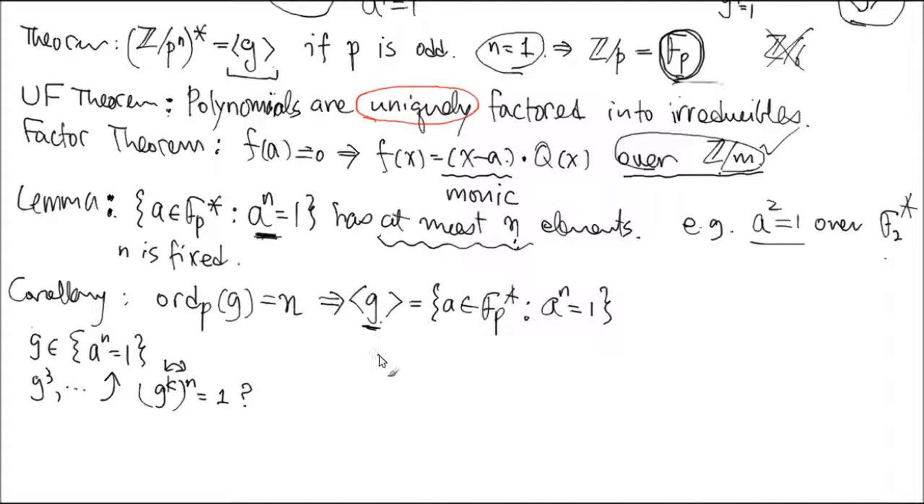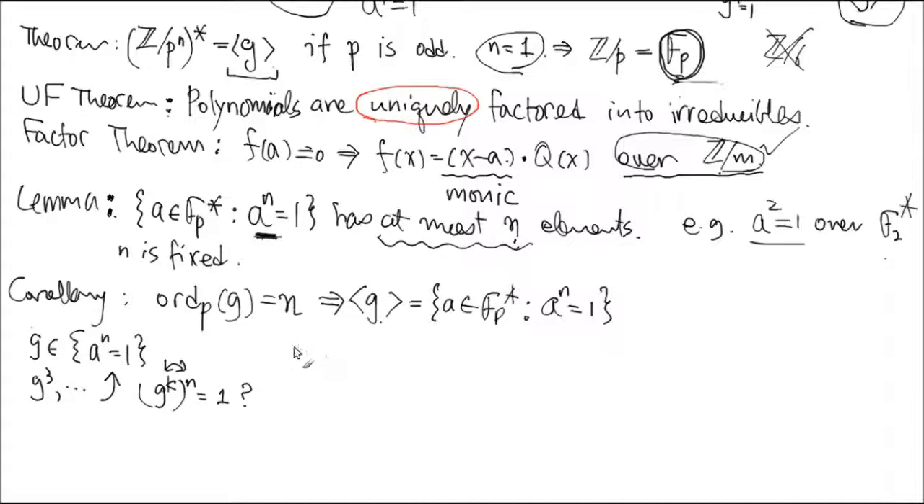How many elements are here? n elements. And how many elements are there? At most n. What could happen? It must be equal, right? That was the argument from last time. Make sense? All right. So that's that. Let's review.